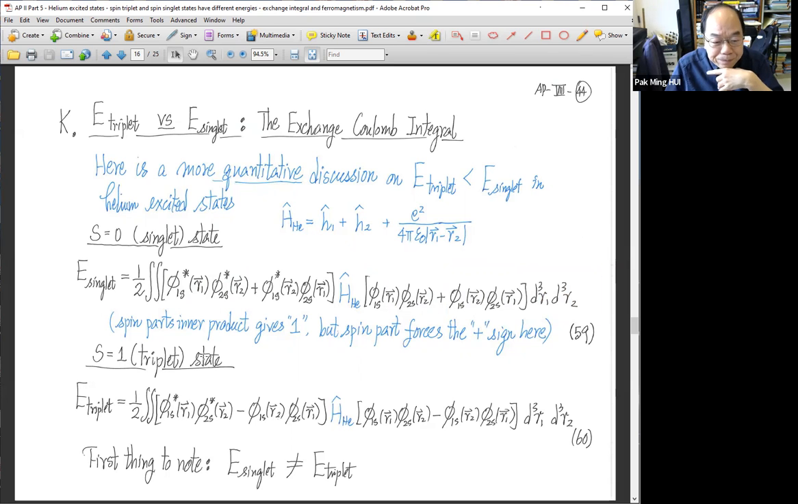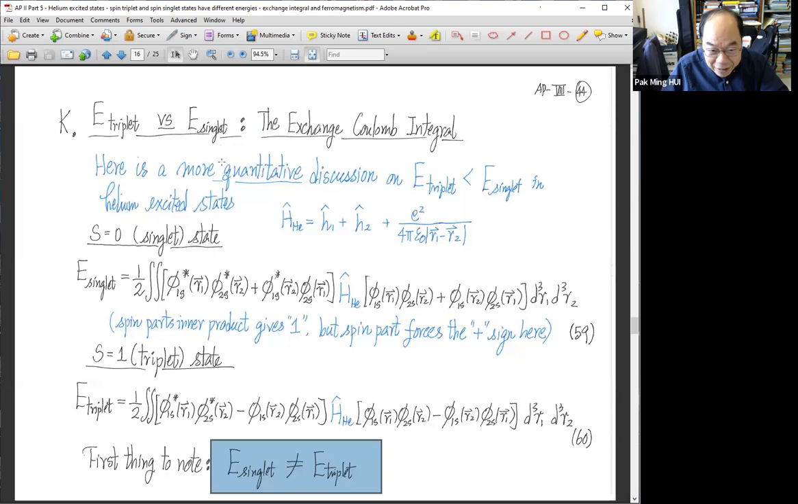Don't worry about it. Now, let's think about the triplet state. The triplet state has almost the same form, only that the spatial part must be antisymmetric to go with the spin triplet. So instead of a plus sign, I have a minus sign. All right. Now, even without doing anything, you realize that they cannot be the same.